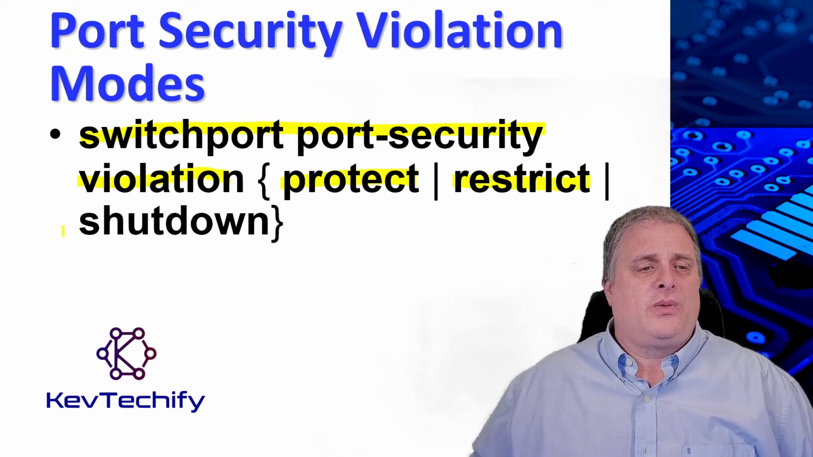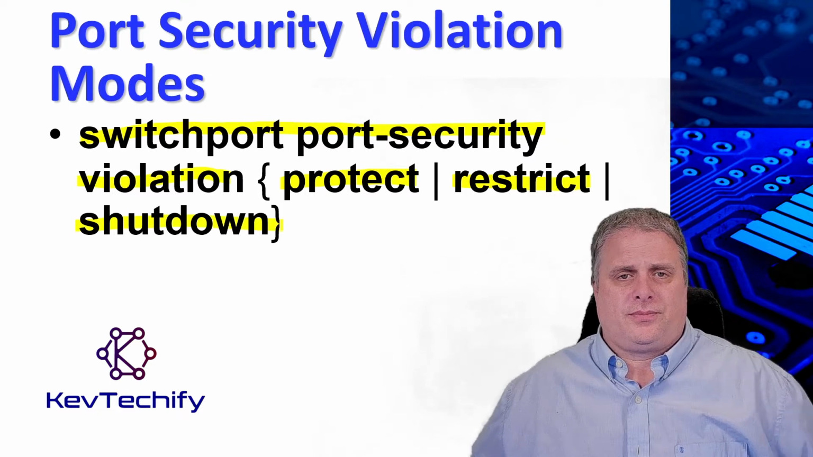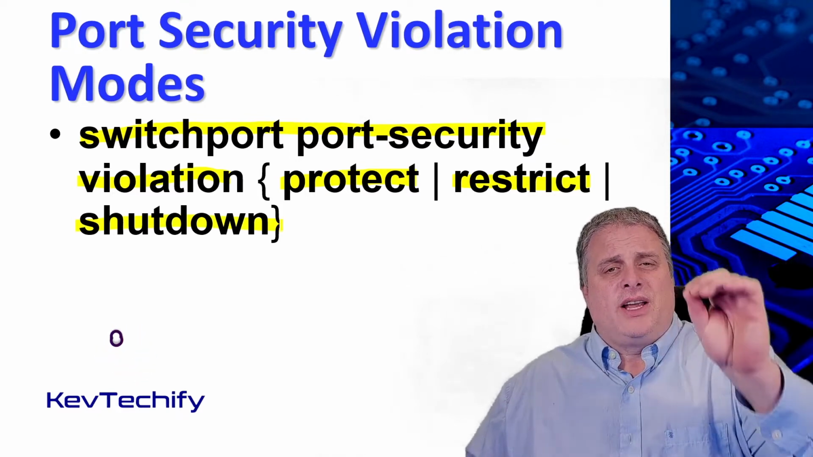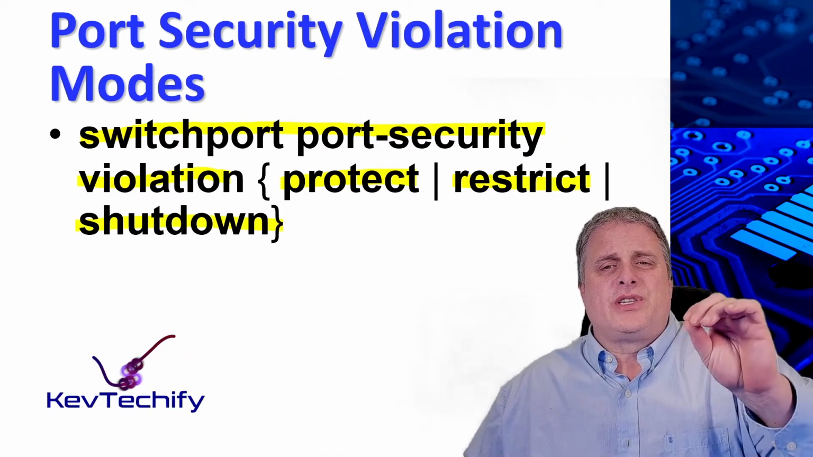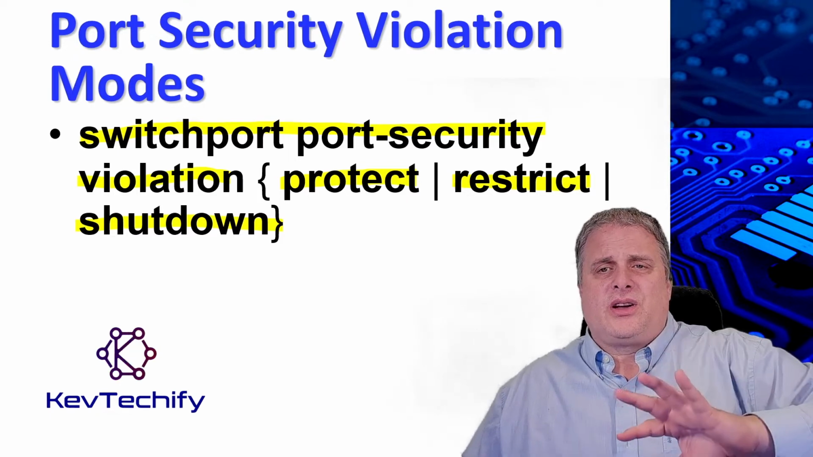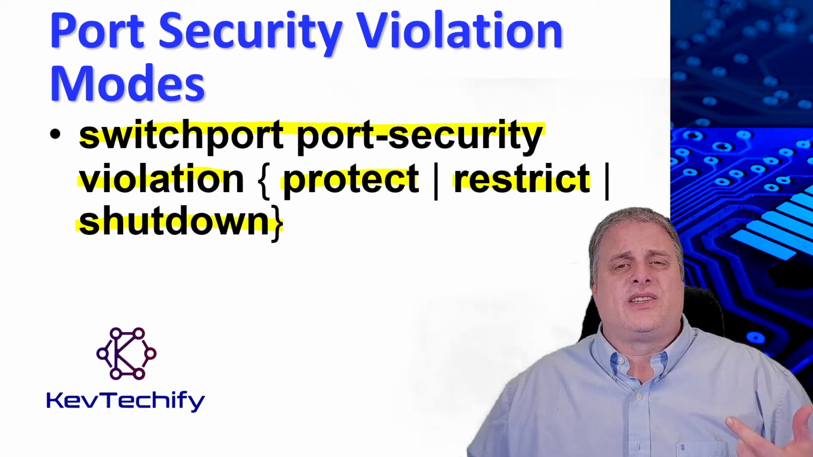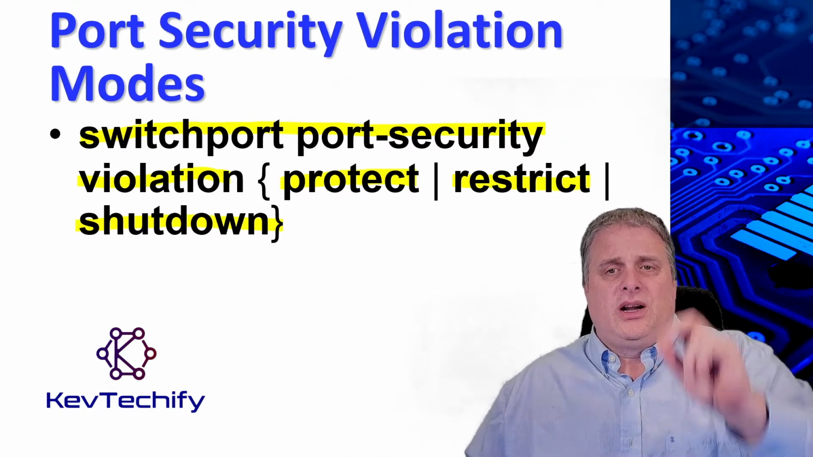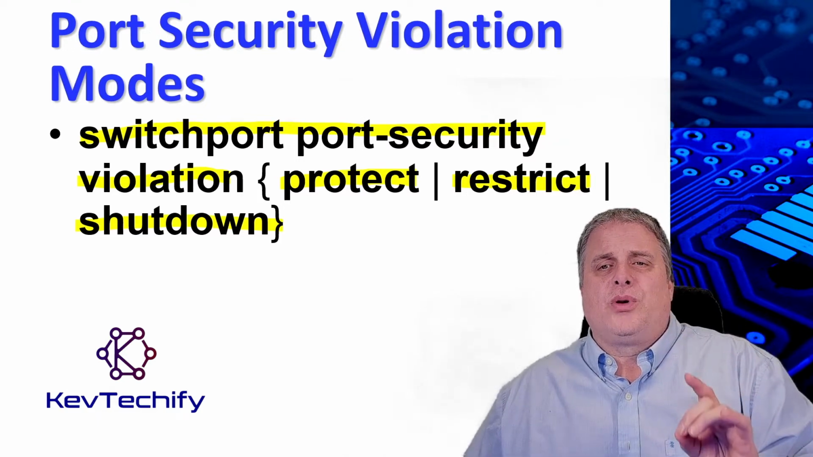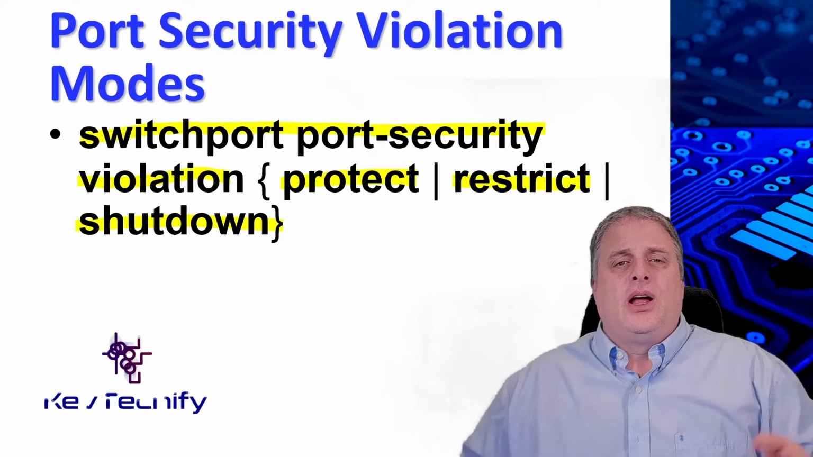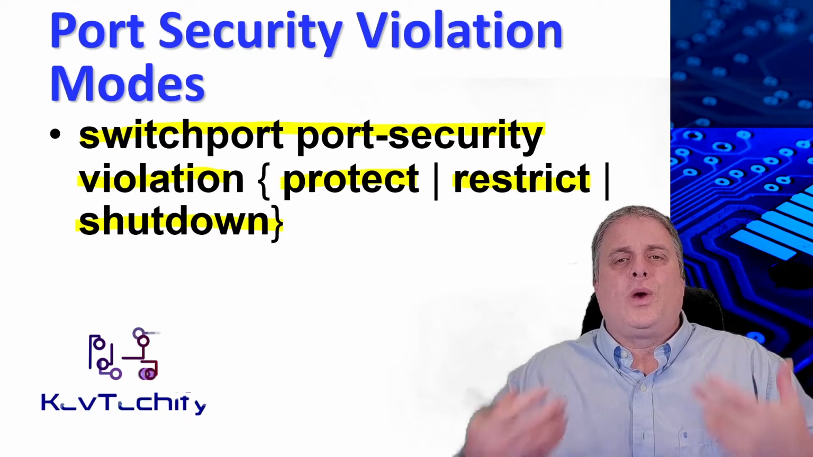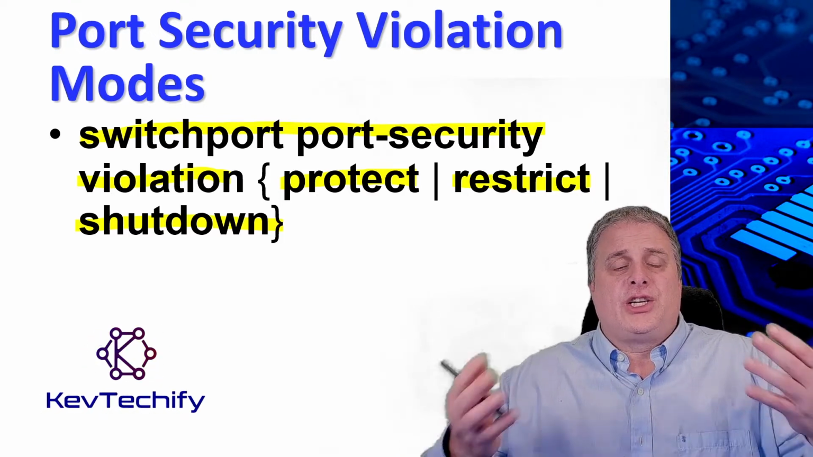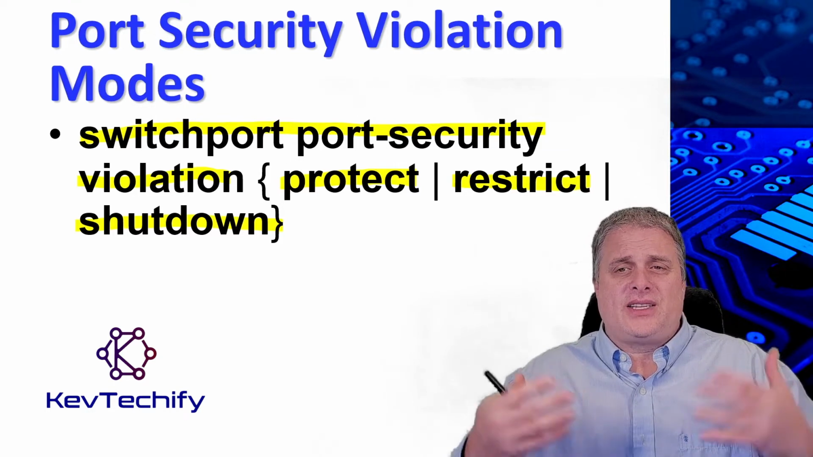And then finally, we have shutdown. The port here transitions to the error disabled state immediately. It turns off the port LED and sends a syslog message. It increments the violation counter, and when a secure port is in error disabled mode, an administrator must re-enable it by entering the shutdown command on that interface and then the no shutdown.